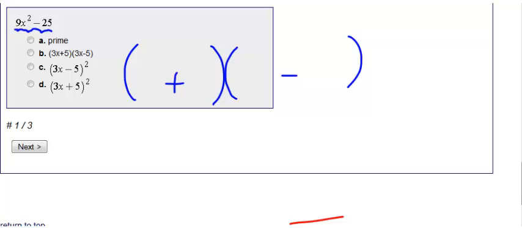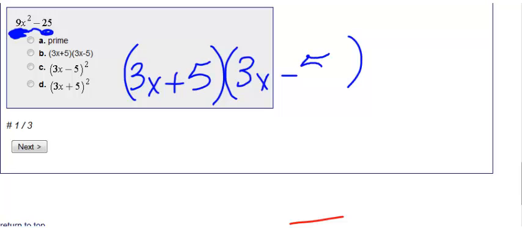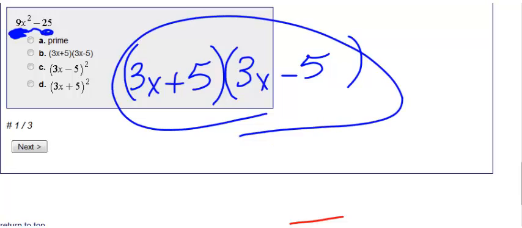Then I look at my number. We have 9x squared. The square root of 9 is 3. 3 times 3 gives me 9. So I'm going to put a 3 and a 3, and then we have an x and an x. Now I look at 25. It's a perfect square. The square root of 25 is 5, 5 times 5. 5 and 5. Therefore, our final answer is 3x plus 5, 3x minus 5. It will always be the same but different in the middle.